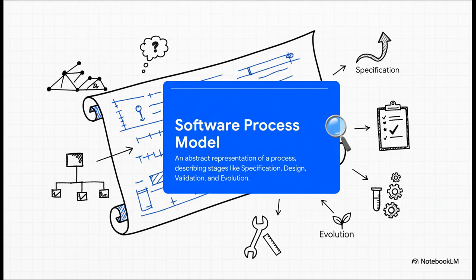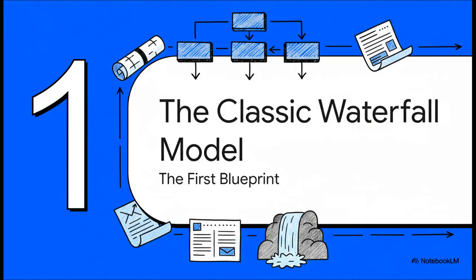So the solution is something called a software process model. Now, don't let the fancy name fool you. Simply put, it's the master plan. Think of it as the ultimate blueprint. It lays out all the crucial stages a project has to go through. Specification, which is just what are we building, design, how are we going to build it, validation, did we build the right thing, and evolution, how do we keep it running and make it better. It's the roadmap that keeps the whole team on the same page. So, where did this all start? Well, let's get into our very first blueprint, the classic, the one and only waterfall model.